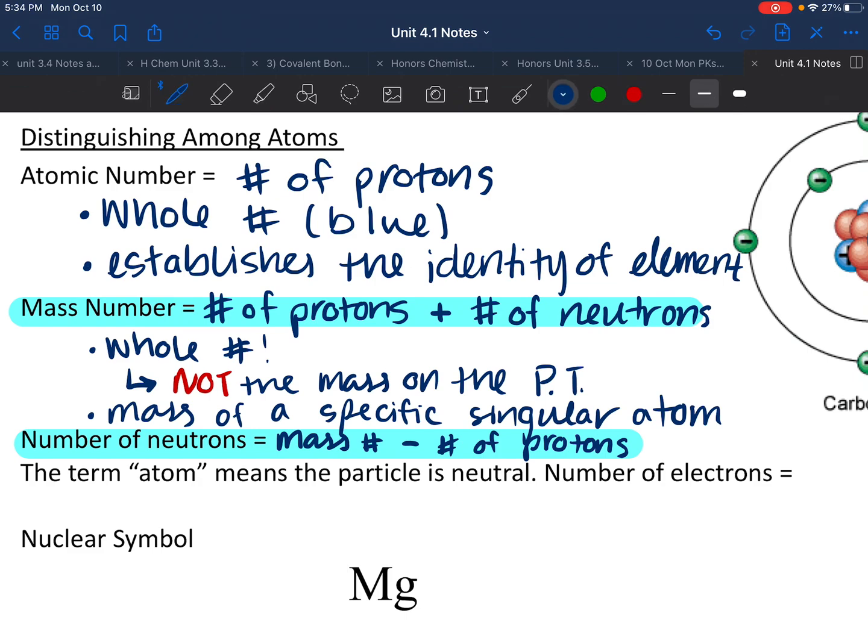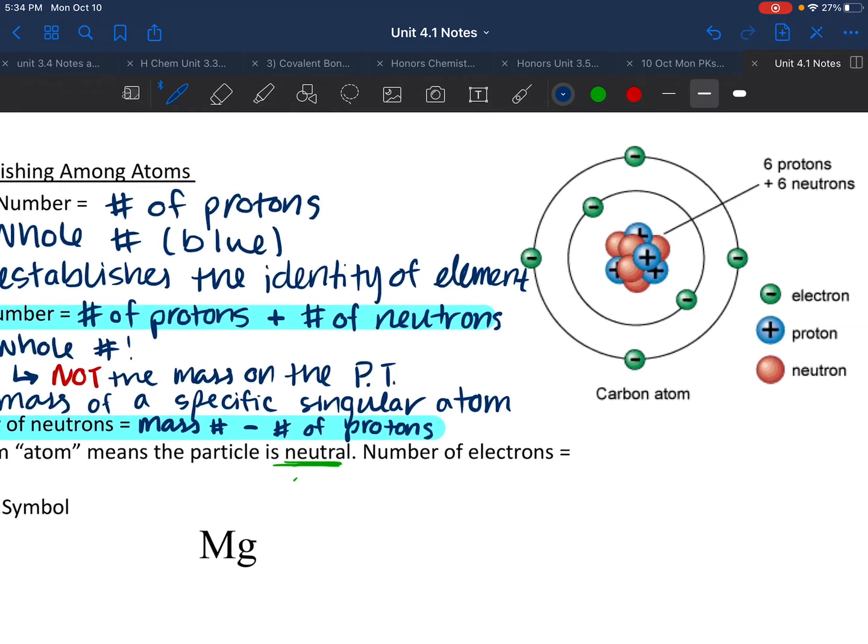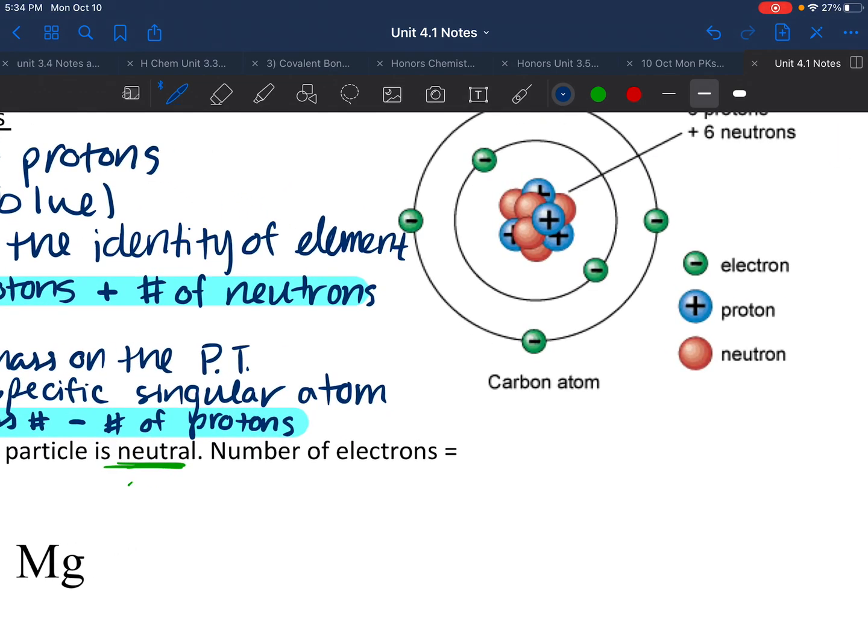So when I refer to an atom, I mean that the particle is neutral. And what I mean by neutral is that the charge has to be equal to 0. Well, if the atomic number is the number of protons, those are our positive charge, well, our number of electrons, which is our negative charge, better equal our number of protons then. So when we are figuring this out, you can assume that the atomic number is equal to the number of electrons as well.